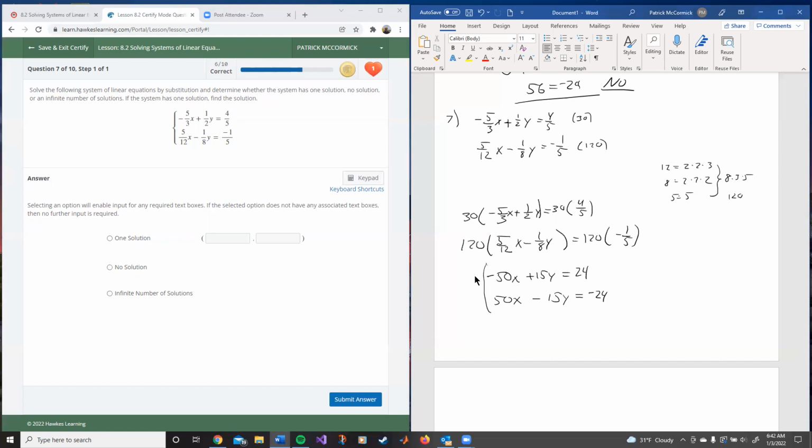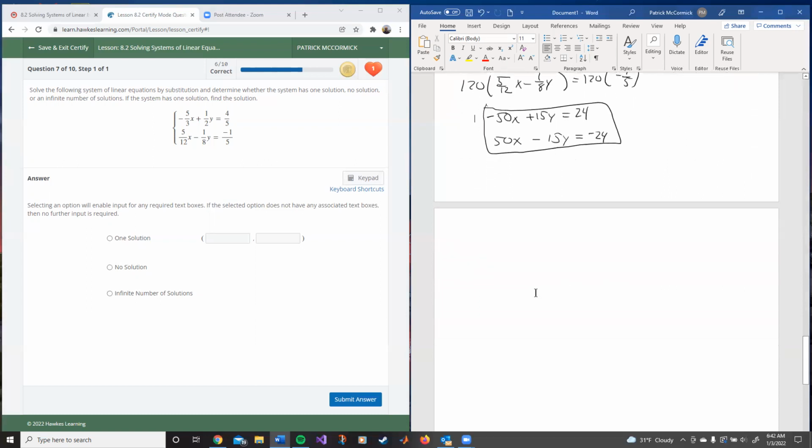Okay, so notice all I've done is clear the fractions. Now I'm going to solve these equations and see what we get. If you take a second and look at this, notice this equation here is the exact opposite of this equation here. In other words, if I multiplied this one by -1, I would get this top equation. So that's telling us something. But let's work this out and see what we get.